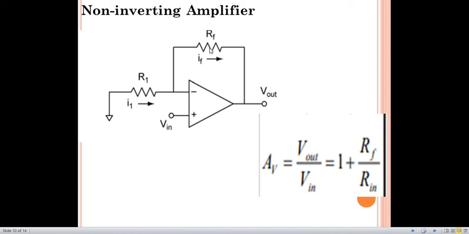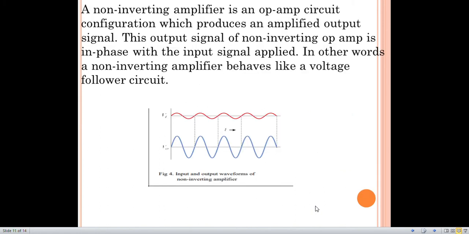In the case of non-inverting amplifier, the gain factor comes out to be Vout upon Vin. It is the ratio of output voltage to the input voltage. This gain is equal to 1 plus Rf divided by Rn. Here the gain is positive. This positive sign means that phase of input and output are same.